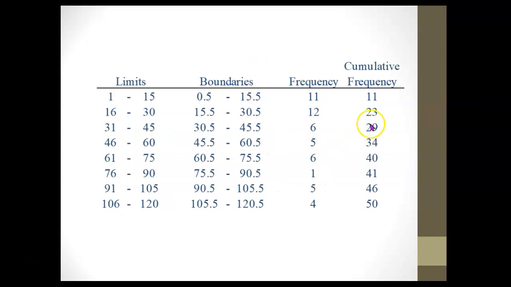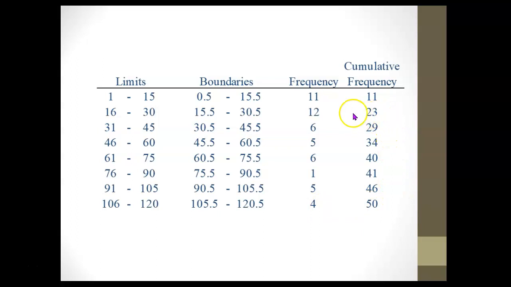We might also want to show the cumulative frequency for each class. Cumulative means they accumulate, they add up. So that's like a running total. We start with just 11, but then 11 plus 12 would be 23. And then that plus 6 would be 29. Plus 5 would be 34. Plus 6 would be 40. Plus 1 would be 41. Plus 5 would be 46. Plus 4 would be 50.